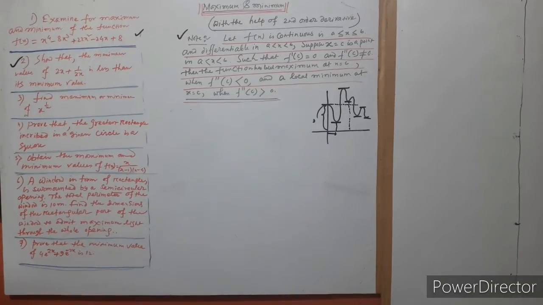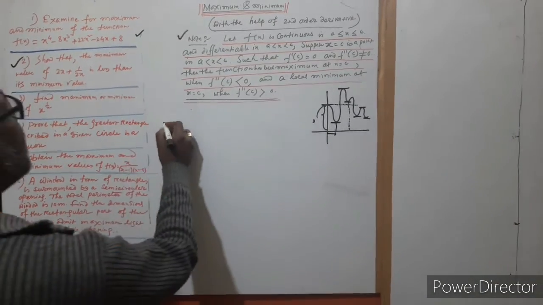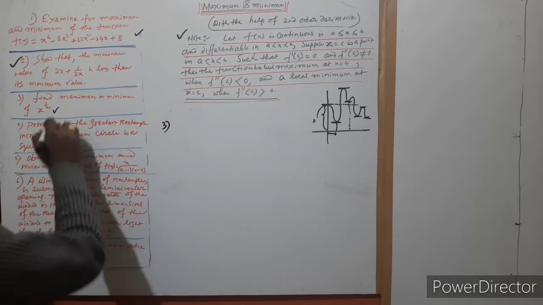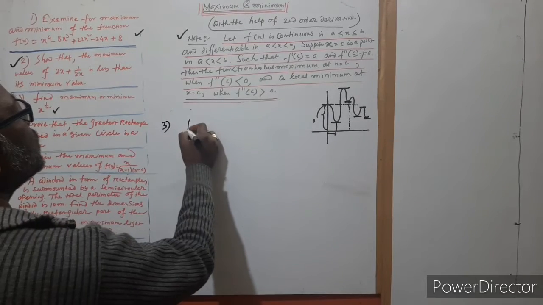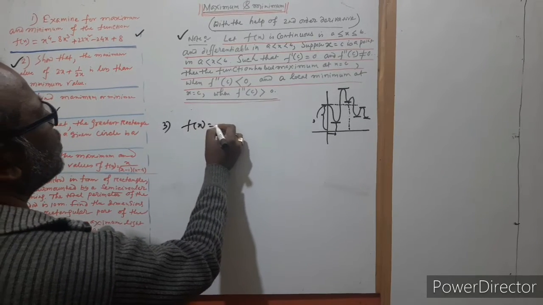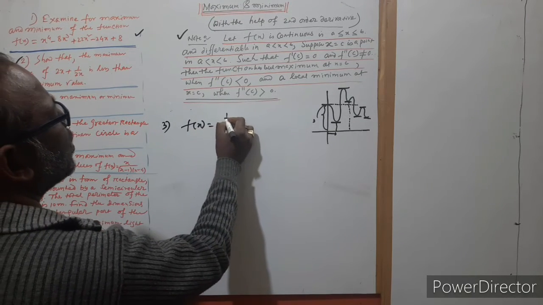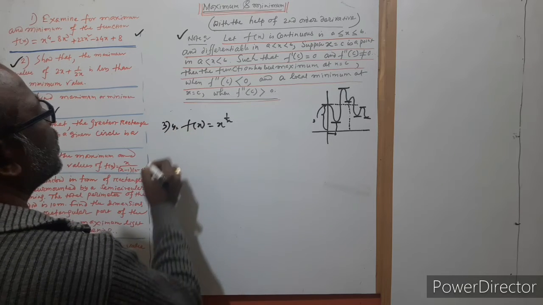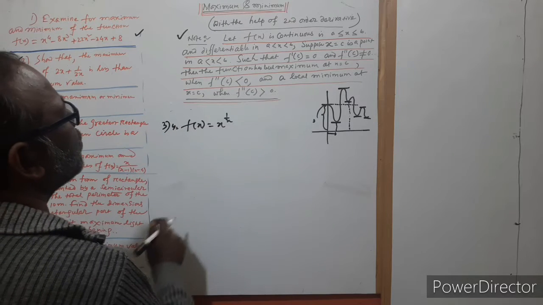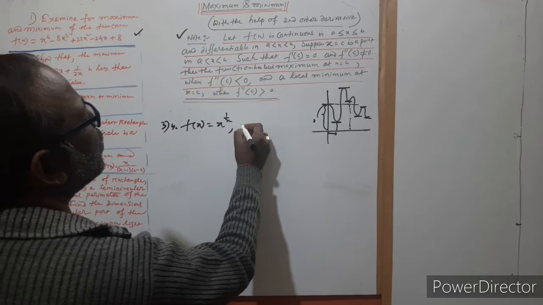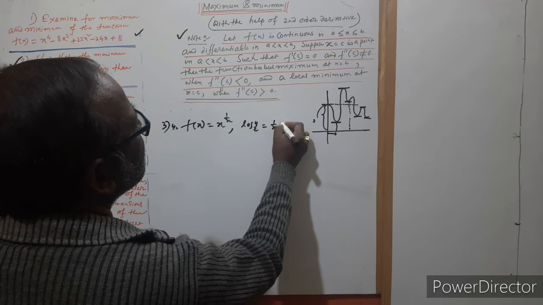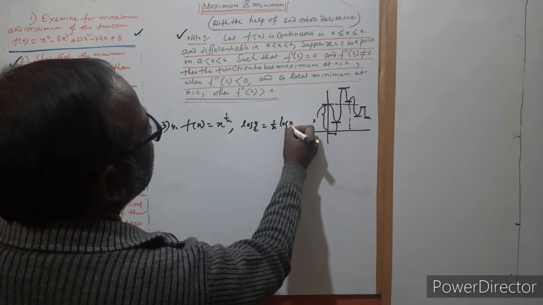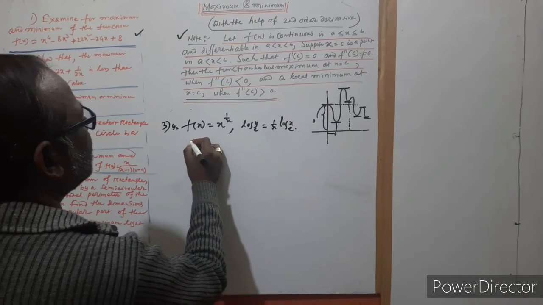And now the next problem is the third. Find the maximum or minimum value of this function. Let us assume f of x is equal to x to the power 1 by x, and y equal to it. As this is a variable to the power of a variable, we take a log on both sides. So log y to the base e is equal to 1 by x times log x to the base e. And now differentiate.